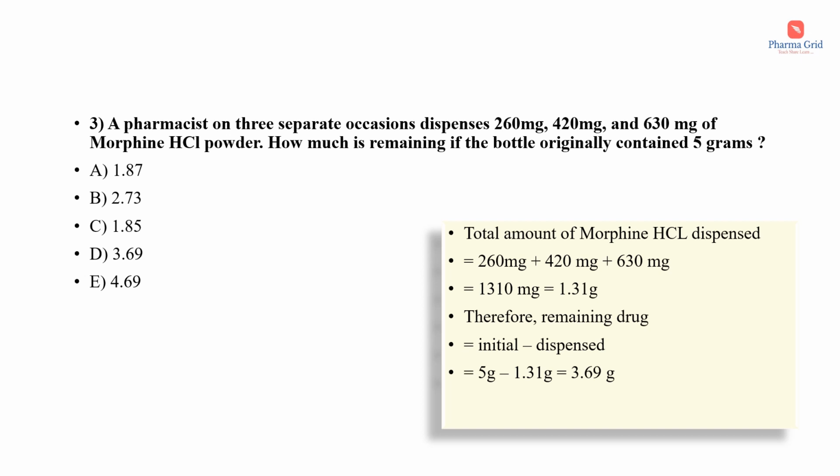Then we need to find out the remaining drug. How will we calculate the remaining drug? Original quantity they have given, it is 5 gram. The dispensed quantity we got is 1.31 gram. Therefore the remaining drug will be the original quantity minus the dispensed quantity. So that will be equal to 5 gram minus 1.31 gram, that is equal to 3.69 gram. So here the correct option will be D, that is 3.69 gram.